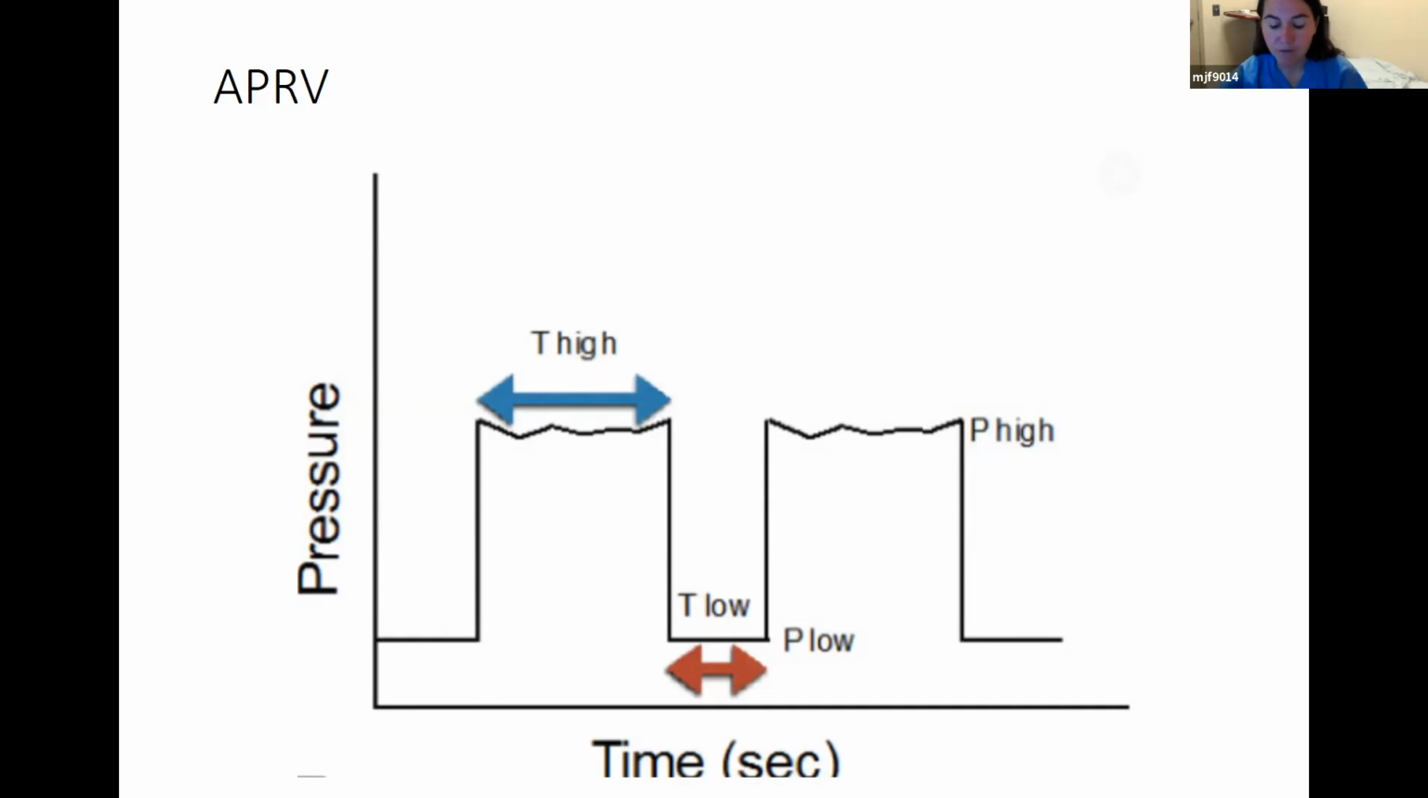The key to APRV is that spontaneous breathing is able to happen here and here. So you really don't want to do this in a patient that's paralyzed, because it depends on that variation on top of the PEEP, allowing the patient to breathe on top of it.